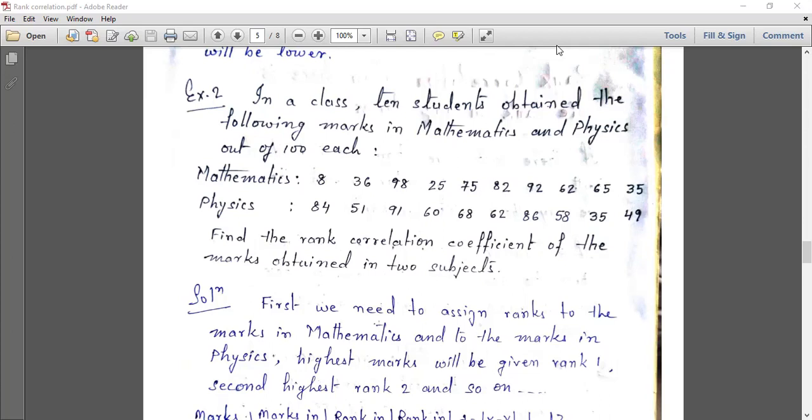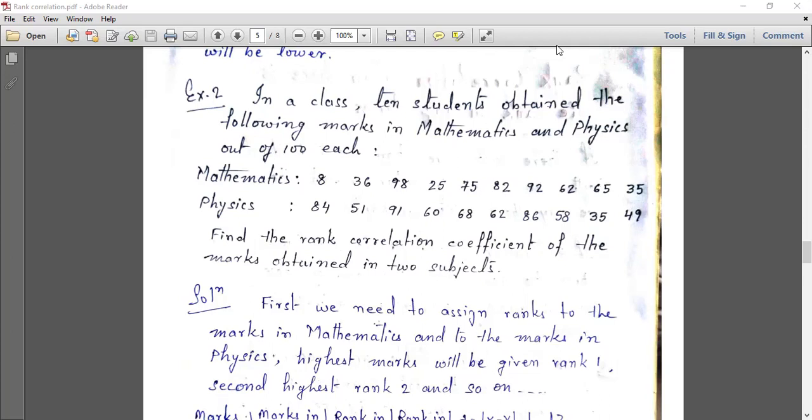Marks in mathematics, and then marks in physics. The first student has obtained 8 in mathematics and 84 in physics. The second student 36 in mathematics and 51 in physics. The third student 98 in mathematics and 91 in physics, who seems to be a good student. The next student is getting 25 in mathematics and 16 in physics. Likewise, the marks in maths and physics are given as the data.